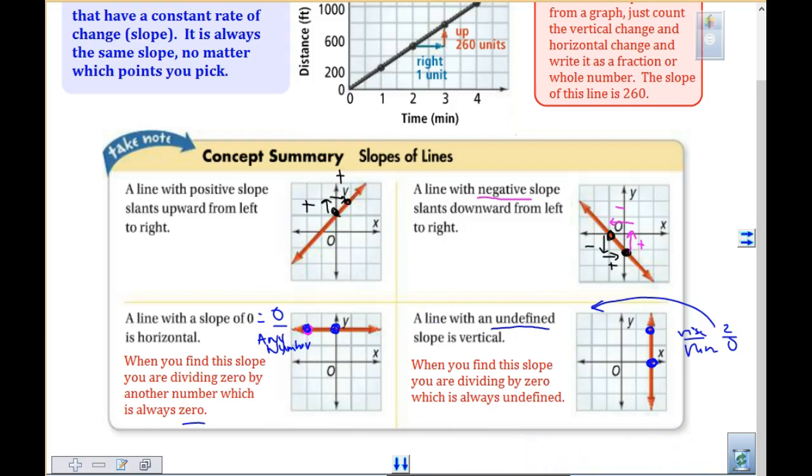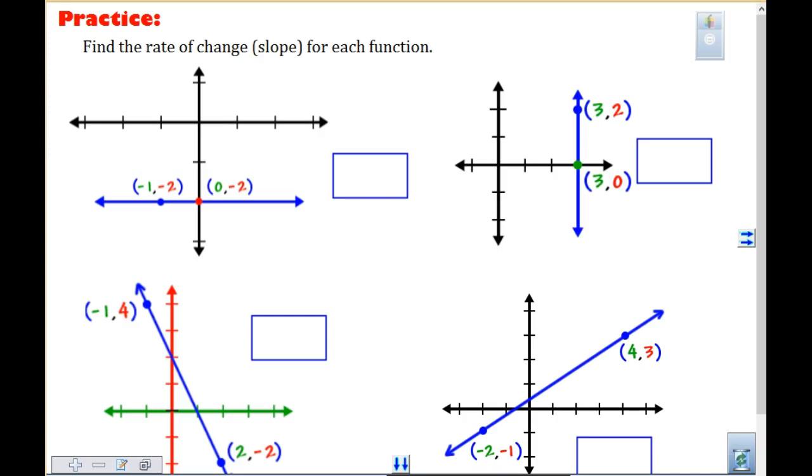Top of the next page. So for each one of these, they are asking you to find the slope. So the easiest way, I believe, is to count. So if we are looking at this, we might put slope, and a lot of times the variable that we use for slope is m, okay? So anytime we're using m, a lot of times we think of that as our slope, or you could write the word.